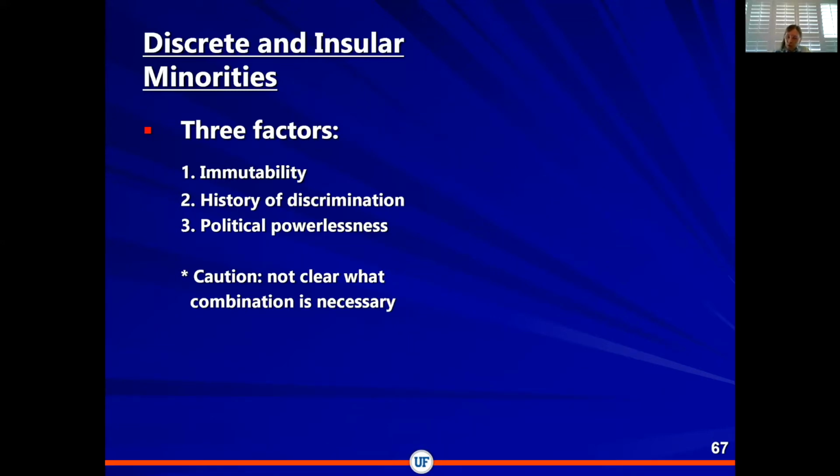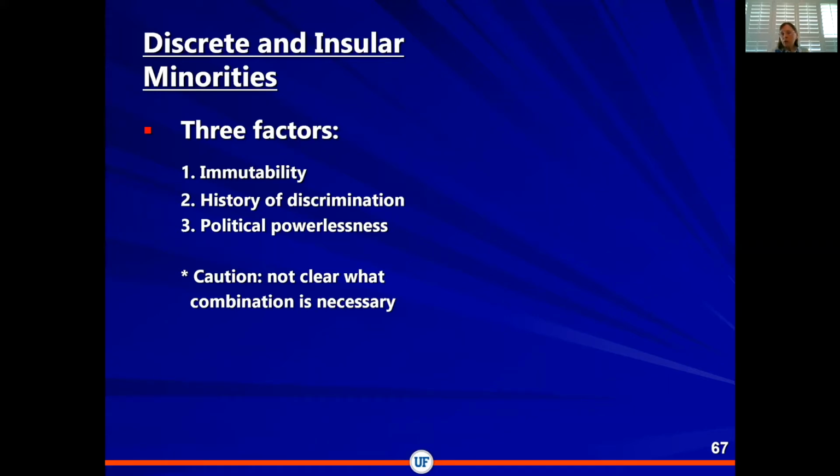But in thinking about whether classifications of people should be subject to strict scrutiny, the court looked at 3 factors. It looked at the immutability of the factor that characterized the group. This is why there's so much discussion about sexual orientation and whether it's something that you're born with. That's why it's important under equal protection. That's why people make it important, right? Because of immutability, there's this idea that it's not fair to discriminate against people when they have a characteristic that they can't change. Then we look at the history of discrimination against the group.